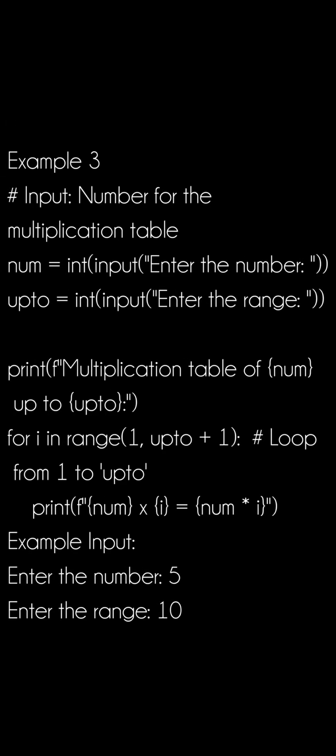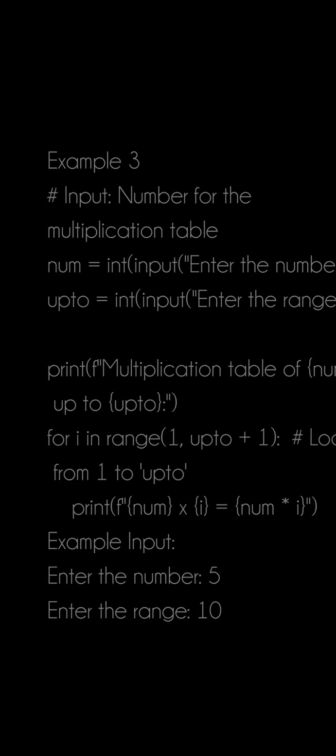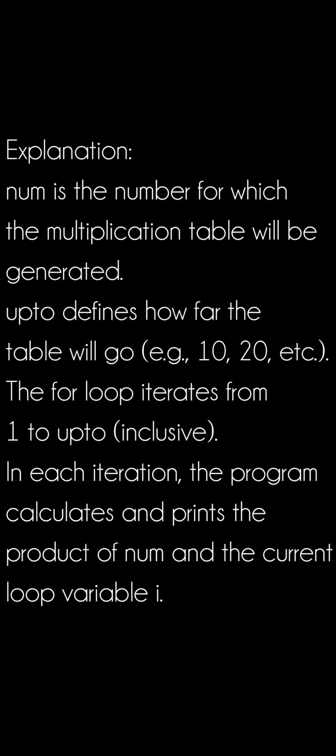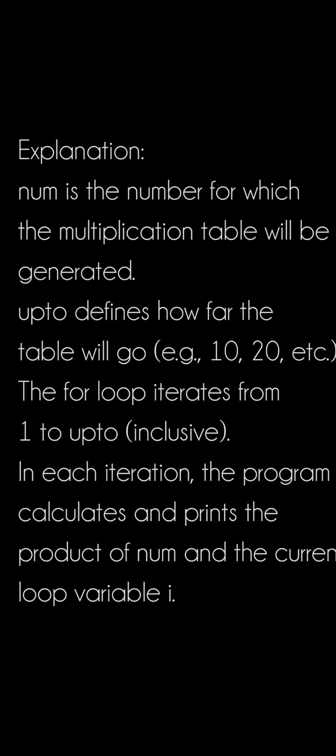Example, input number for the multiplication table. Here you can see the output. Num is the number for which the multiplication table will be generated. Up to defines how far the table will go. Example, 10, 20, etc. The for loop iterates from 1 up to. In each iteration, the program calculates and prints the product of num and the current loop variable i.